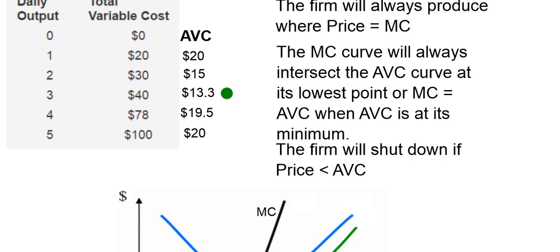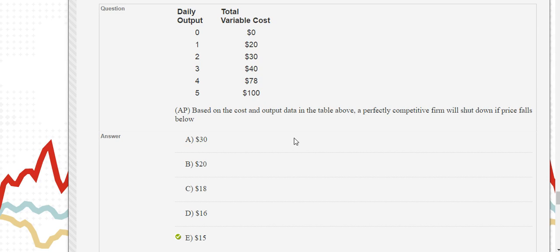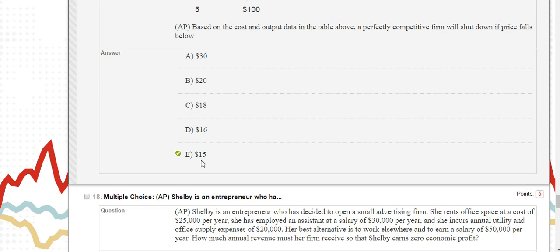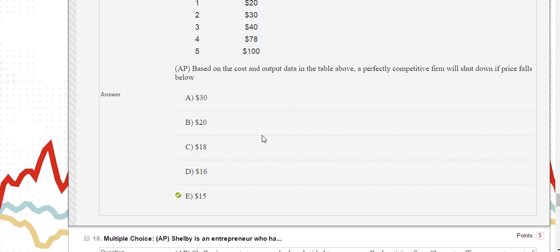So the tricky part of this question really is that what they're asking is, what is the best answer? What is the best answer? Okay. So the best answer is going to be the lowest, because if it falls below, obviously 13.3 is below all of these. But what they're saying is which is the lowest one that it can fall below. So this is a trick. The wording is tricky.